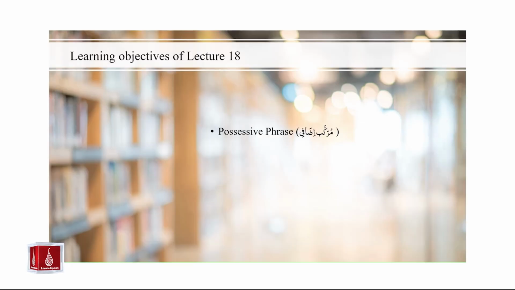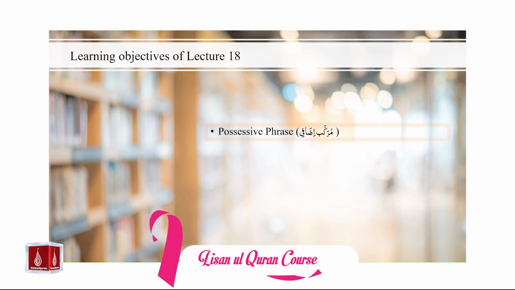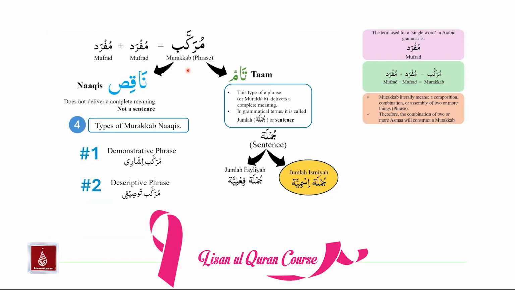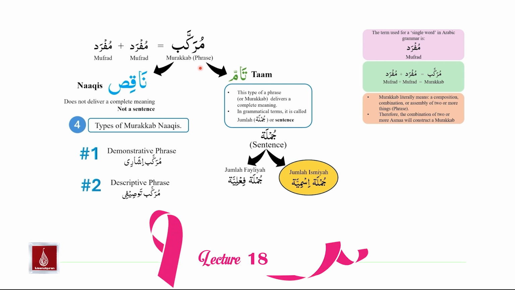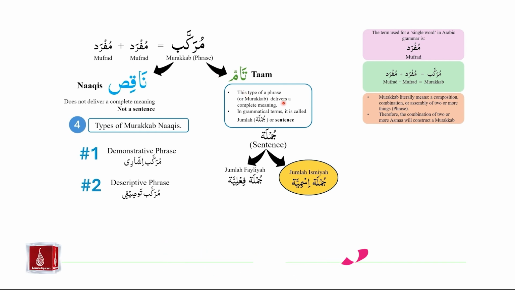In this lecture, we will study possessive phrase or murakkab-e-izafi. Let us quickly revise what we have studied in the previous lectures. We started with the study of murakkab or phrase in Arabic grammar. We studied murakkab-e-tam, which is a phrase or murakkab that delivers a complete meaning. In grammar, it is also called jumla or sentence. Within murakkab-e-tam, we studied jumla ismiya.